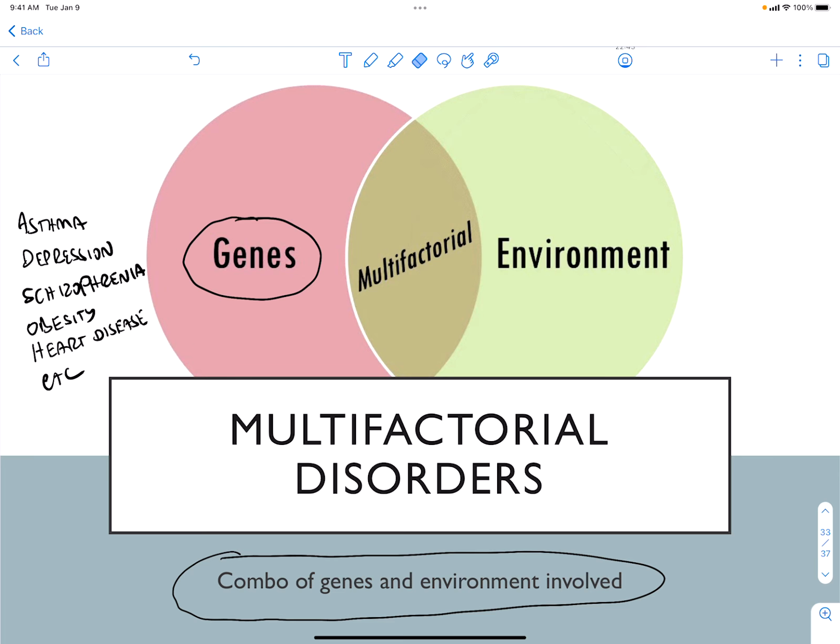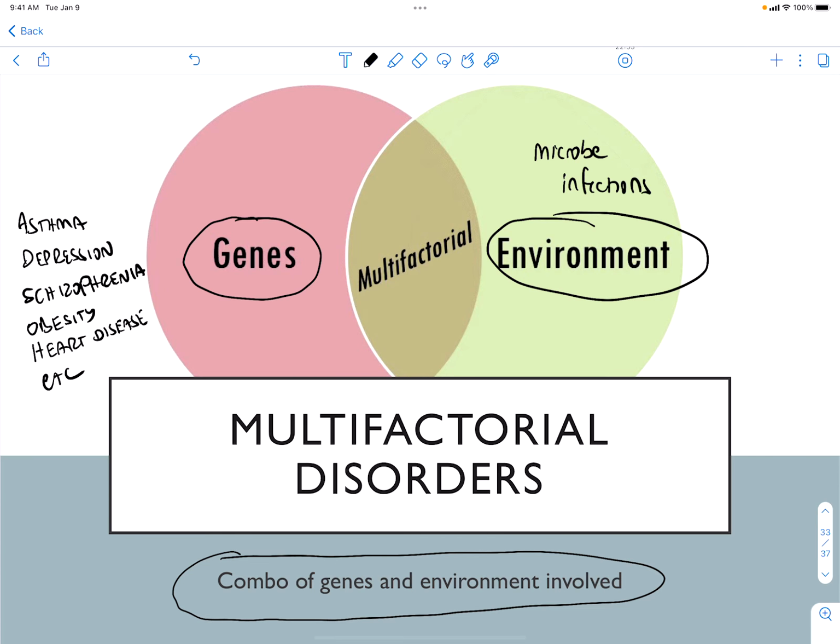And some are going to be strictly environment. We have our infections, our microbes. And then others are going to have both gene and environment influences, such as this bubble over here.